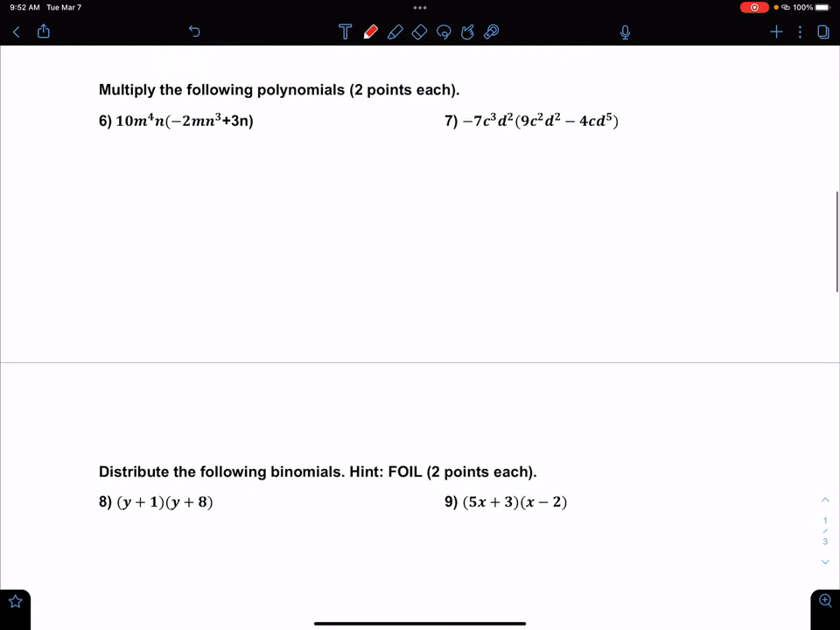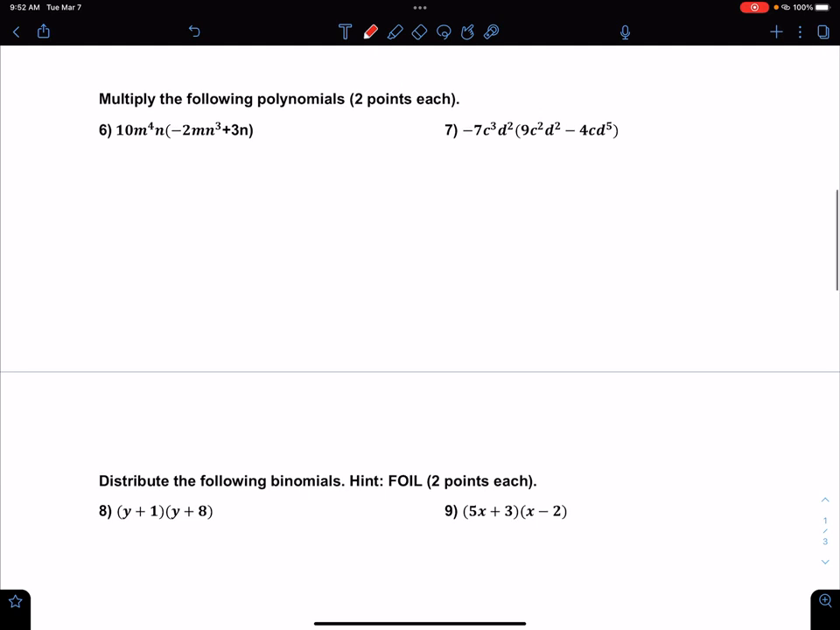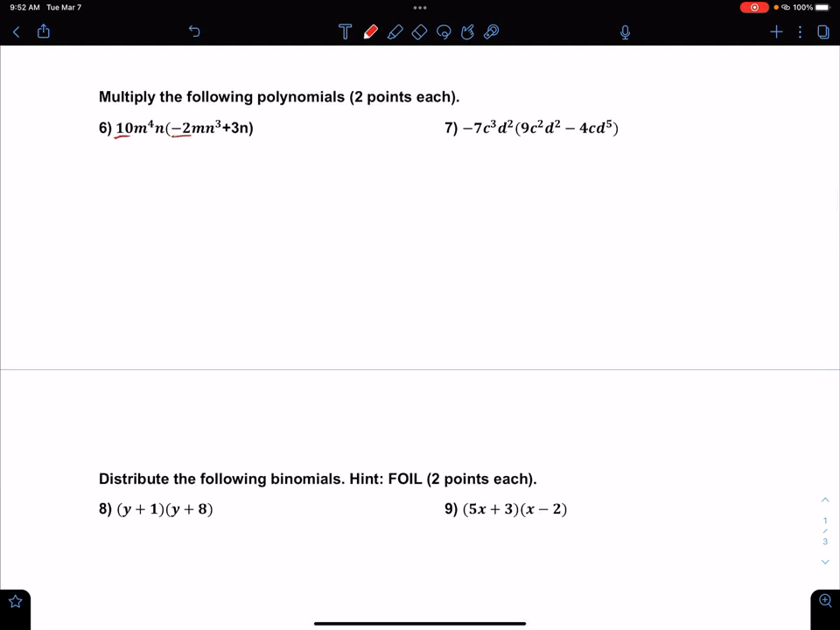Okay, on to the next. Remember, when we're multiplying polynomials, we do the numbers times each other. So that's negative 20. And then I just count my letters. So there's 4 m's in the first part, 1 m in the second. So there's 5 m's. 1 n in the first, 3 in the second. So I got 4 n's. Okay, then I do 10 times 3, which is 30. I have 4 m's and 2 n's.